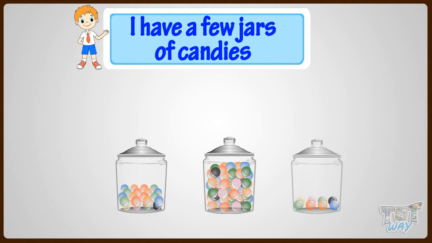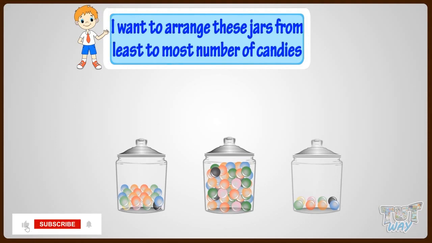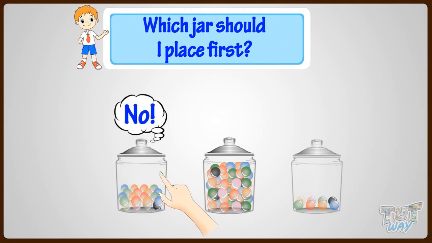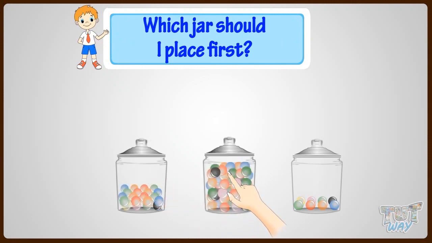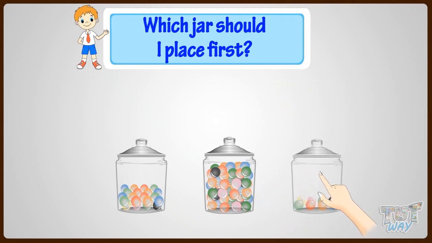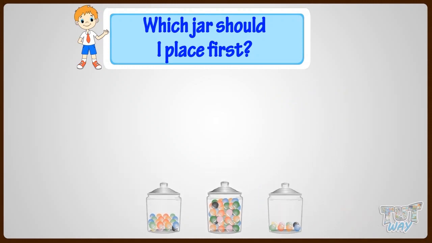I want to arrange them where the jar with the least number of candies comes first, and the jar with the most candies comes last. So, which jar should I place first? This jar? No. This jar? No. Yeah. This is the jar with the least number of candies. So I will place this first.